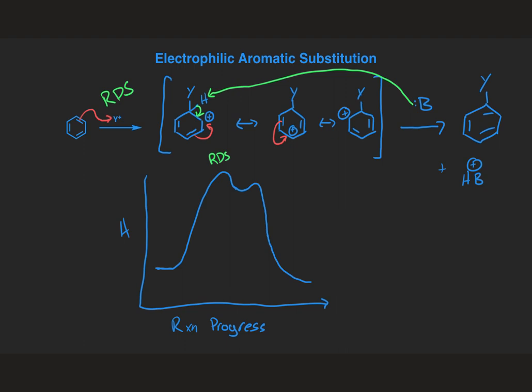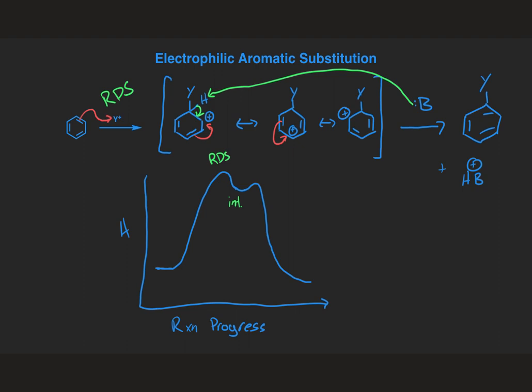This intermediate here is the resonance stabilized carbocation that we generated before. The second step happens much faster than the first step because the second step has the driving force of regenerating aromaticity rather than breaking it.